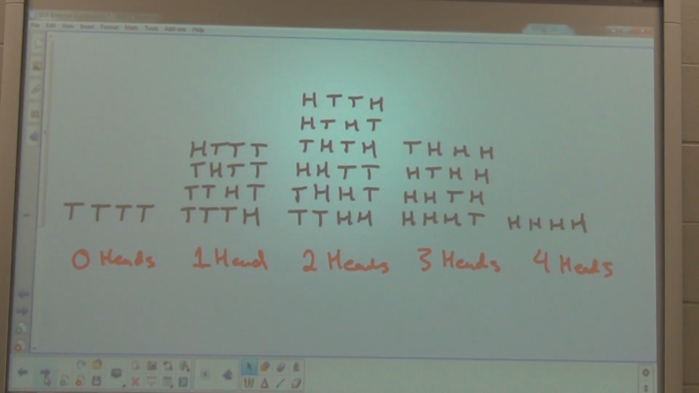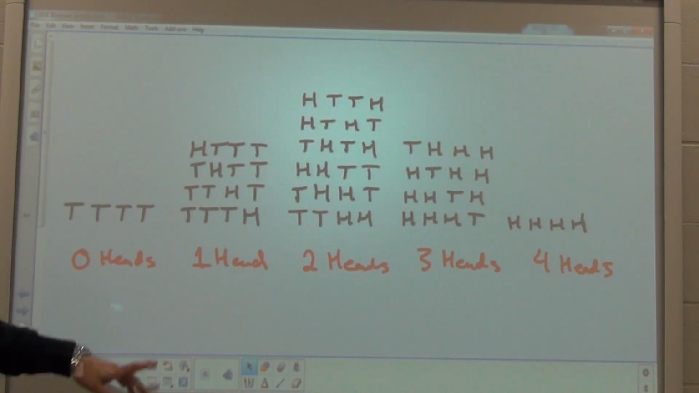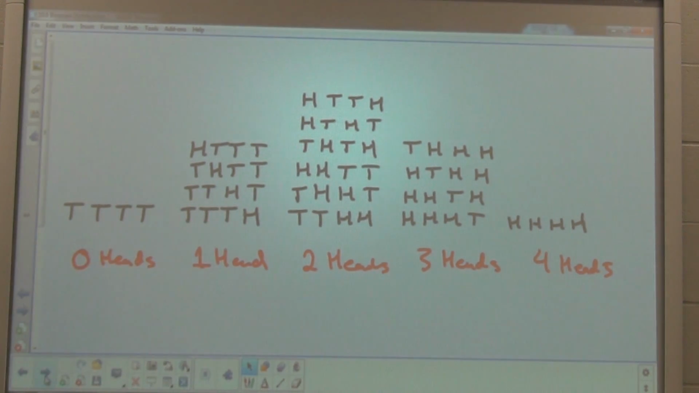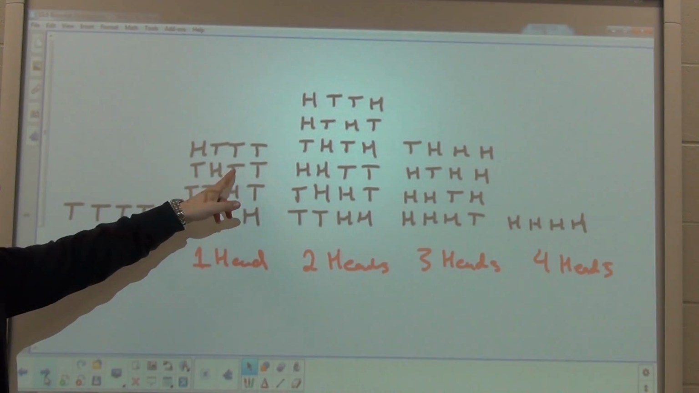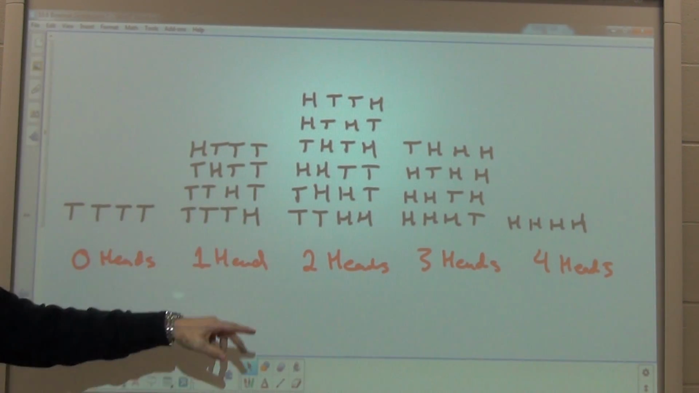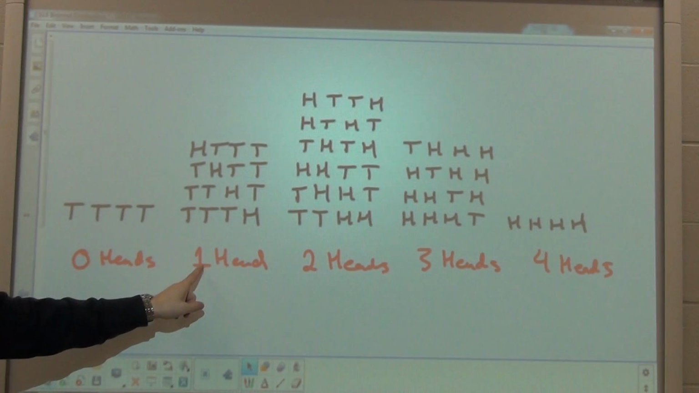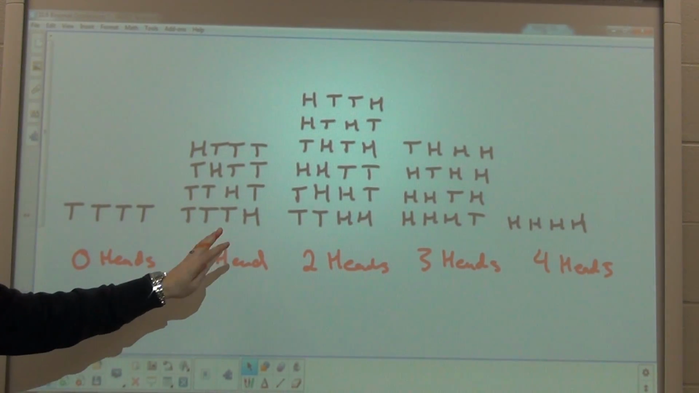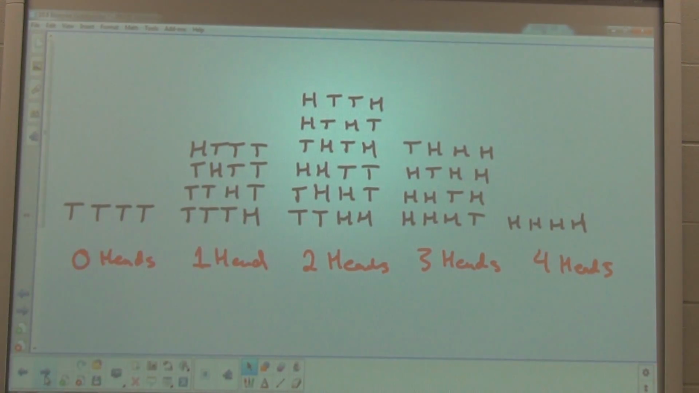So I could flip 4 coins and all 4 of those coins could come up tails. I could flip 4 coins and have tail, tail, tail, head. Or tail, tail, head, tail; tail, head, tail, tail; head, tail, tail, tail. Now, in each of these examples, there's exactly 1 head out of the 4 coins, but it could be in a different position.